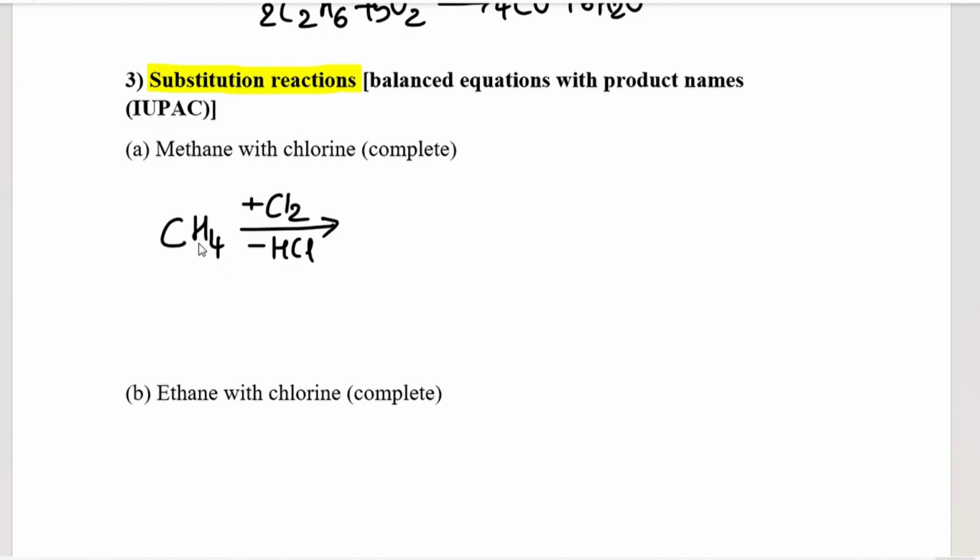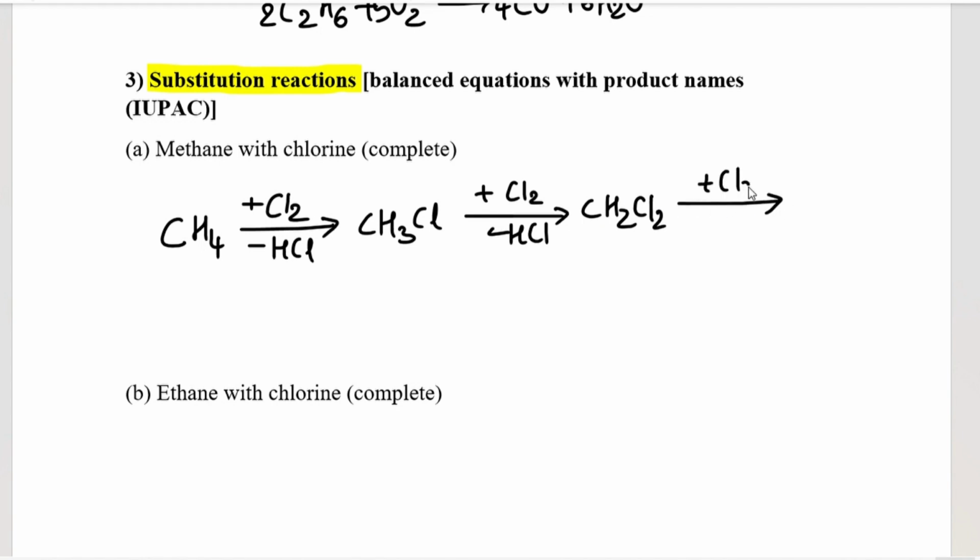One chlorine will replace one of the hydrogens. That hydrogen will combine with another chlorine and go as HCl. So HCl is actually on the product side, therefore I am writing it as minus. What you are getting here? CH3Cl. Next, it will not stop at this, it will continue until all the hydrogens are replaced. CH2Cl2 plus Cl2 minus HCl, CHCl3.